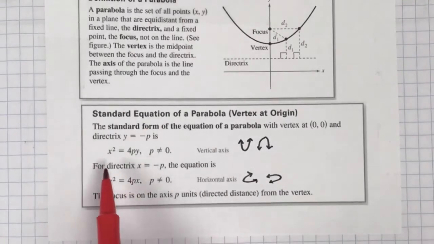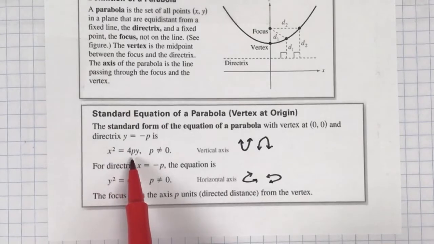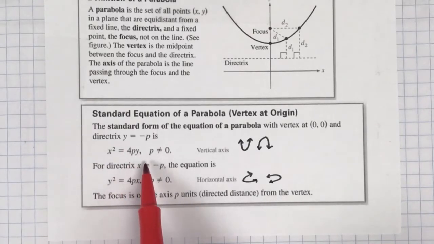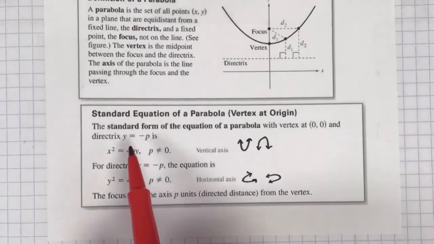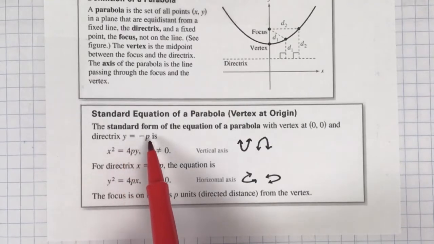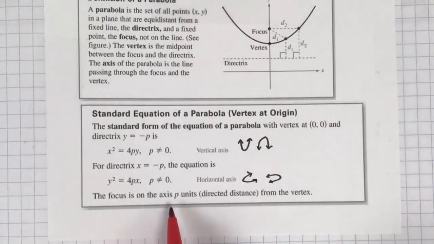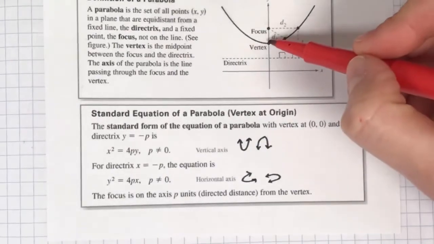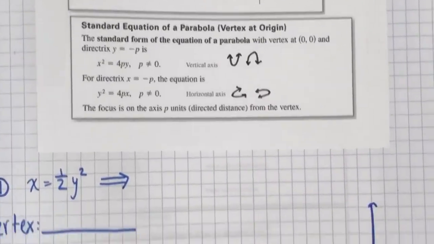And then we kind of have this new way of looking at our formulas. x squared equals 4 times p times y. Okay, well, why is p important? Well, our directrix is going to be the equation y equals negative p. All right, so it's going to be p units away. The focus is on the axis p units away. So if p is 2, our focus would be 2 units from the vertex. So let's go ahead and jump into an example.